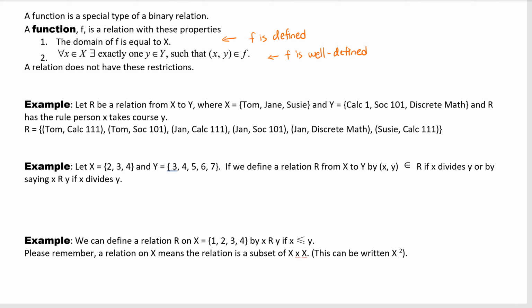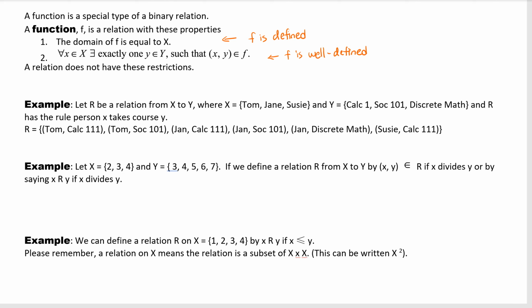Okay, so this is one relation. You can see one person can take multiple courses. This is different from a function. For a function, for one input x, we only map to one output y. But here, you see the input Tom can map to 2 courses, and Jane can map to 3 courses. So this is a relation. Relation is more general than function.